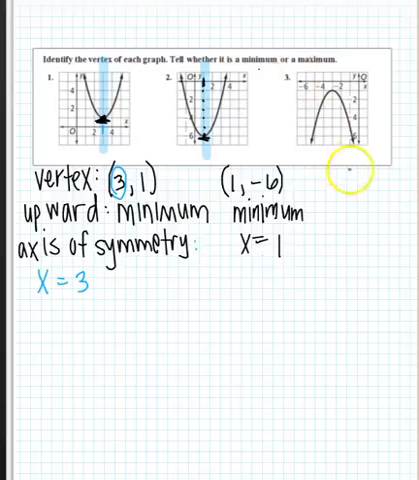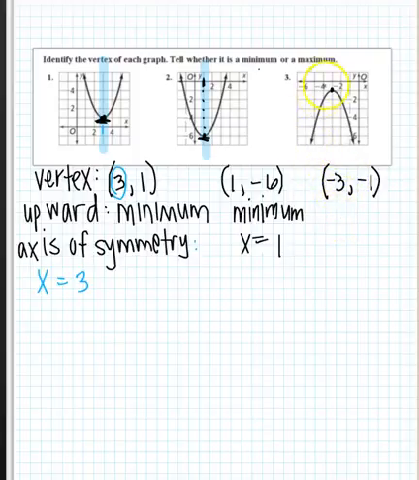Number 3 is a little different. We can still find the vertex, but in this case it is the highest point on the graph, which looks like right about there. You start at the origin and we go to the left. 1, 2, 3. Because I'm going to the left 3, it has to be a negative 3. And then I'm going down 1. Below the x-axis is going to be a negative 1. So my vertex is negative 3, negative 1.